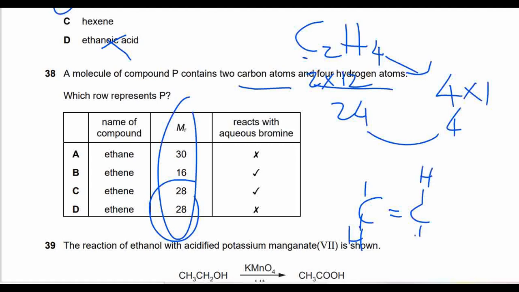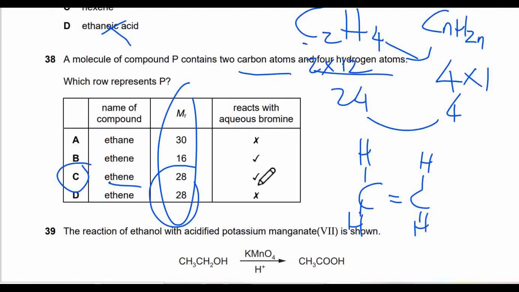How do we know there is a double bond? Because this is C2H4. If there's no double bond, it will be C2H6 because there would be one more bond with hydrogen. So this is the formula for alkenes, CnH2n. So 38 will be C, since it has a double bond, and it reacts with aqueous bromine from orange to colorless.